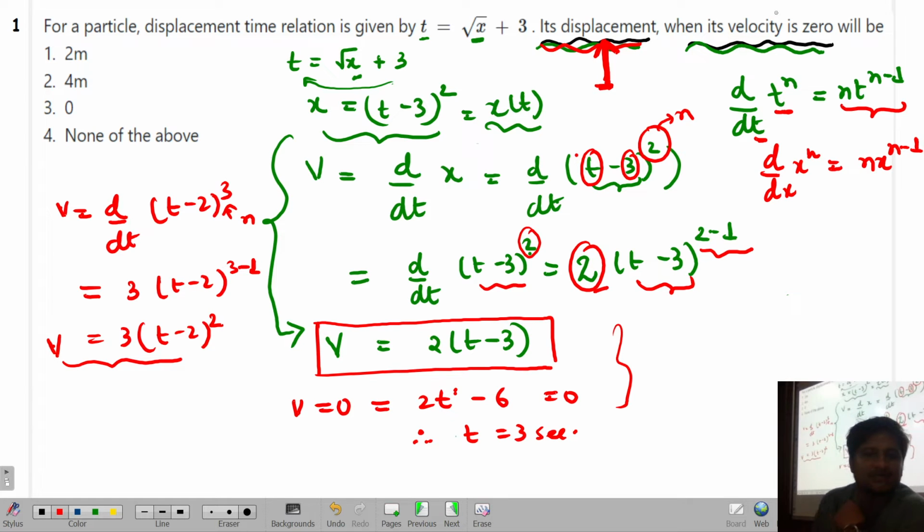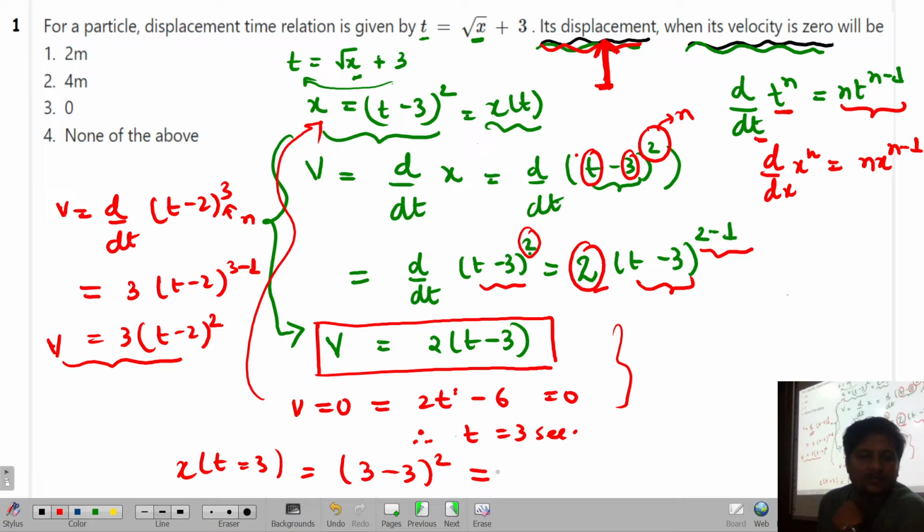So at t equal to 3 seconds, the velocity of the particle becomes 0. So displacement at t equal to 3 is going to be equal to how much? Put this 3 value over here in this equation. We will get 3 minus 3 whole square, which is equal to 0. So the displacement of the particle when the velocity becomes 0 is equal to 0 only.